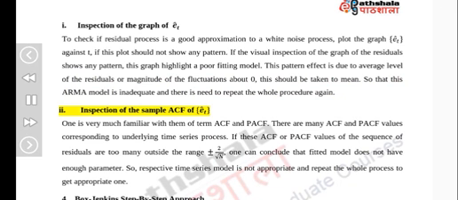2. Inspection of the sample ACF of e_t. One is very much familiar with the terms ACF and PACF. There are many ACF and PACF values corresponding to the underlying time series process. If these ACF or PACF values of the sequence of residuals are too many outside the range plus or minus 2 over square root n, one can conclude that the fitted model does not have enough parameters. So, the respective time series model is not appropriate and we repeat the whole process to get an appropriate one.